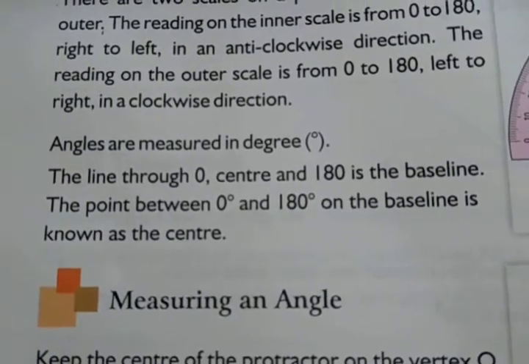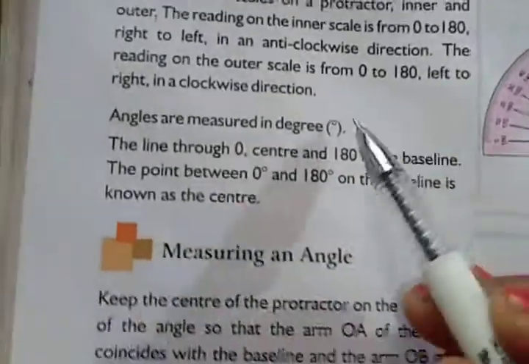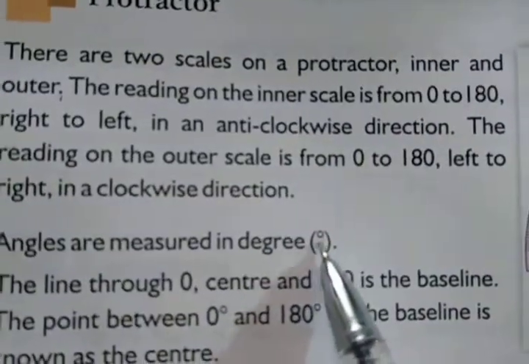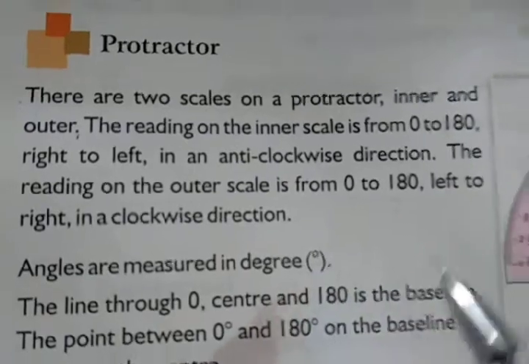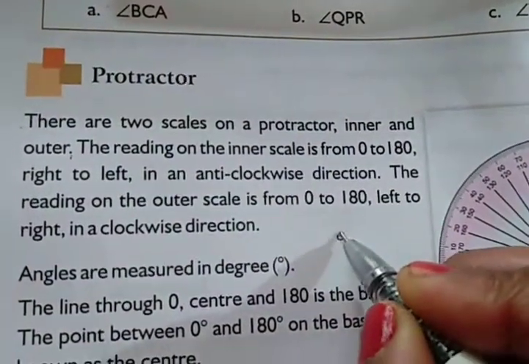Angles are always measured in degrees. This is the symbol for degree: a negligible small circle. This is the symbol for degree, a small circle, not a dot.